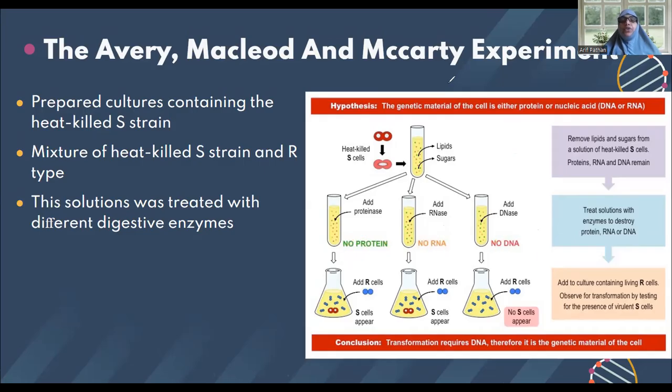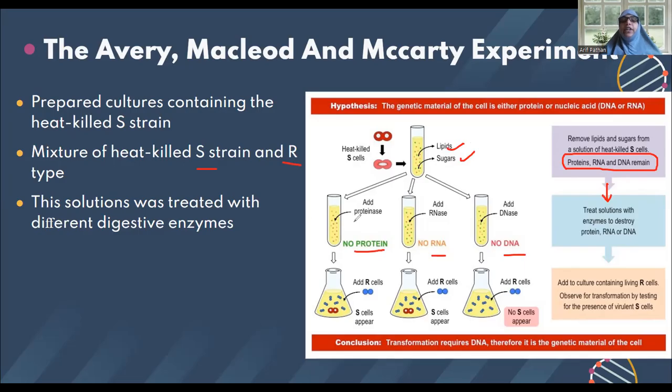So individually they portioned out the solution, and tested whether protein is the transforming substance or RNA or DNA. So three different setups were prepared. Before that, all the lipids and sugars were removed. Only proteins, RNA, and DNA were allowed to remain in the solution. Then individually they treated these solutions to check whether protein transforms the living R into S, or RNA transforms, or DNA transforms.